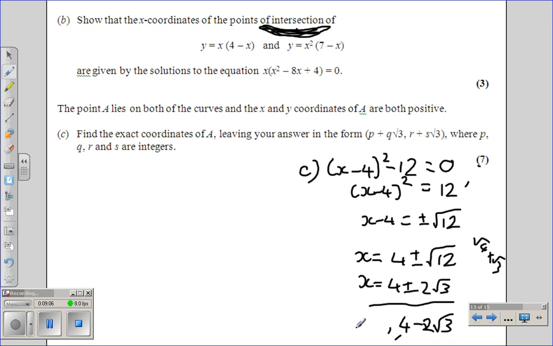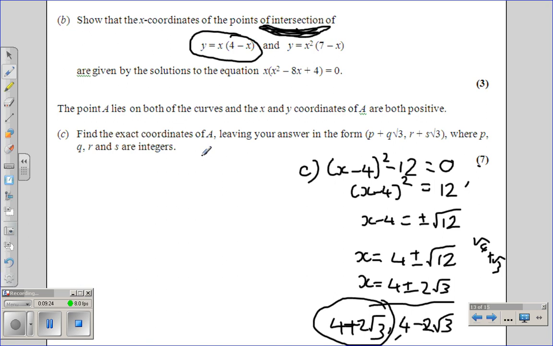We'll write that back in: 4 plus 2 root 3. So we'll just test this one first. Now you've got to substitute it, because it's an x coordinate, remember, into one of these. I think this one probably looks easier. And we'll find out what the y coordinate is.